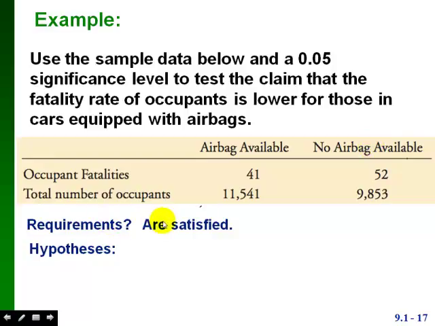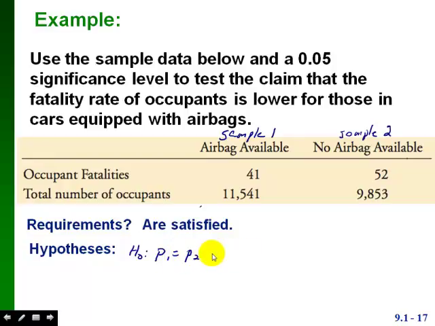Okay, so we already talked a little bit about the requirements for this. They're the same as they were for confidence intervals. So we already know those are satisfied. For our hypotheses, again, we're making this sample 1, just so that we keep this straight, and this one is sample 2. So our null hypothesis, remember these are always going to be the same. So we've got that our two population proportions are the same.